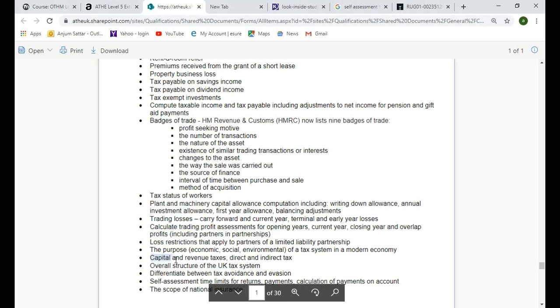Okay, then we'll go through capital and revenue. What is the difference between capital and revenue expenses? I have studied this 2 years back, but I'm afraid I have forgotten the difference.